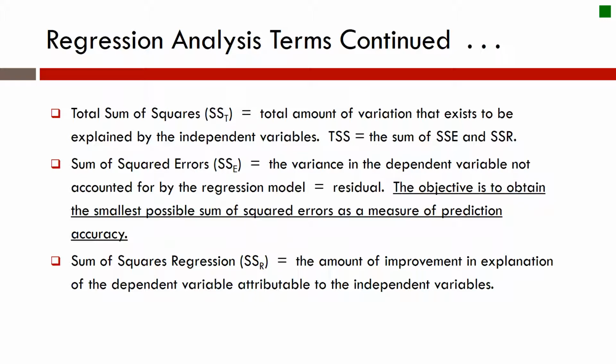Other terms that we'll see are total sum of the squares, sum of the squared errors, the SSE, and the sum of the squared regression. The key term I want you to make sure you remember is the sum of squared errors. It's the variance of the dependent variable not accounted for by the regression model. It is the residual. The objective here is to obtain the smallest possible sum of squared error as a measure of prediction accuracy.